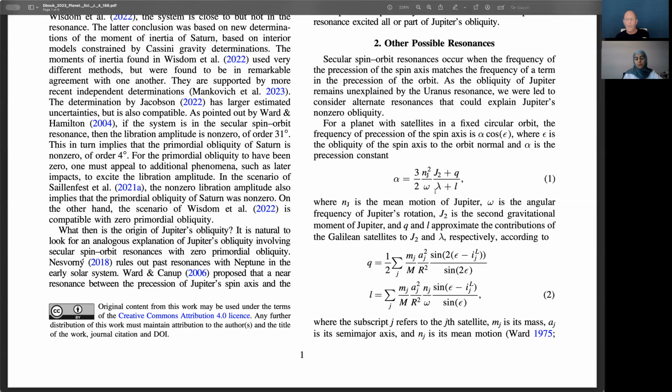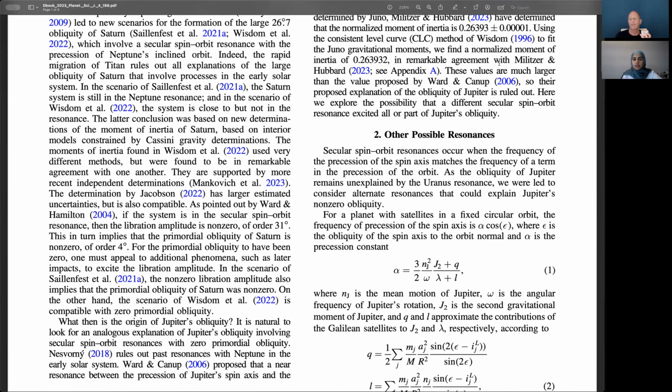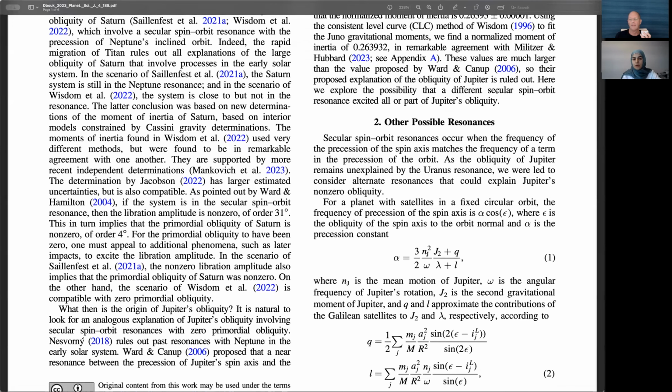First of all, the moment of inertia of Jupiter was not very well constrained in the past. And scientists thought that the resonance that could have caused Jupiter's obliquity was actually a resonance with Uranus. But with the very new determination of the moment of inertia of Jupiter by Militzer and Hubbard in 2023, which is very recent, we were able to rule out that scenario with Uranus. So that was mentioned here. That's the value 0.26393. That's a very accurate number, just above.